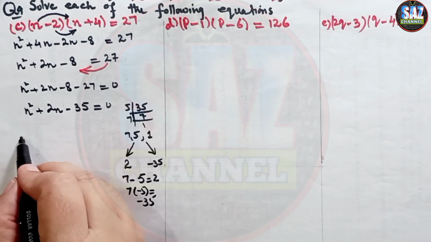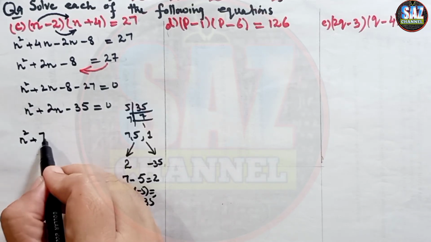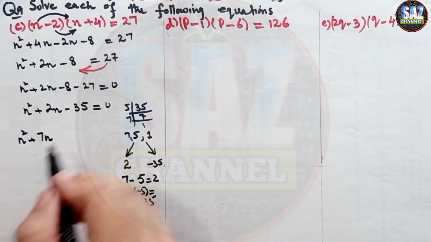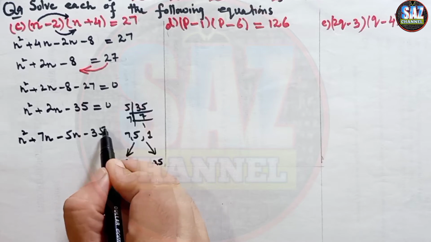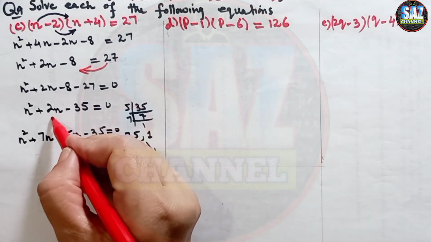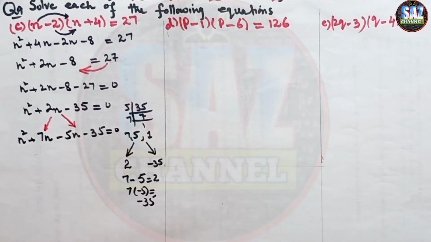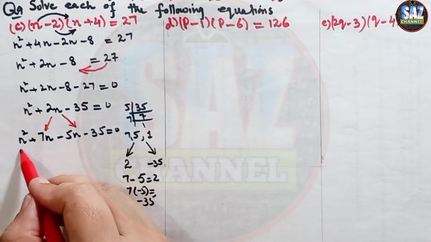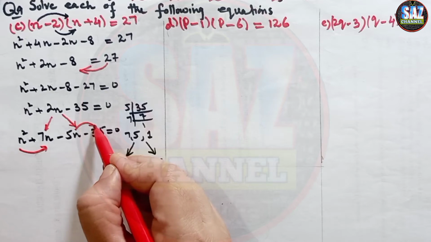So let's move to the breakage of the middle term. n square plus 7n minus 5n minus 35 equals 0. Now you can see that the middle term has been divided into these two terms. That's why this method is called the middle term breakage method. Make the groups of like terms.